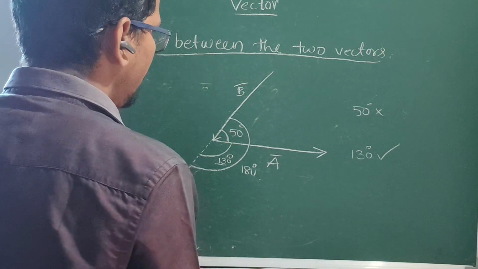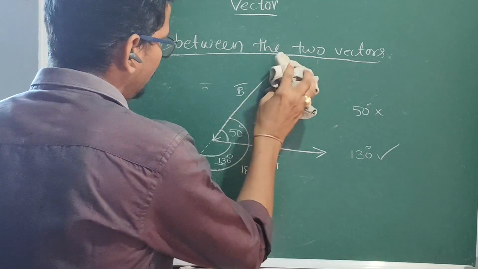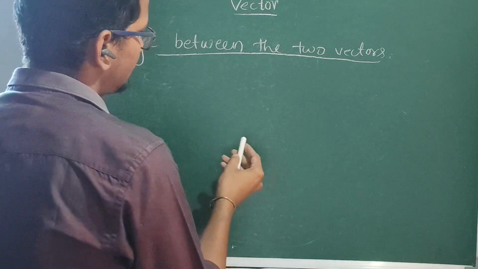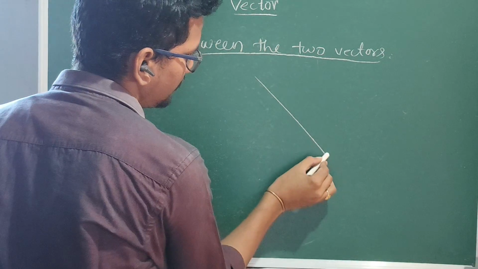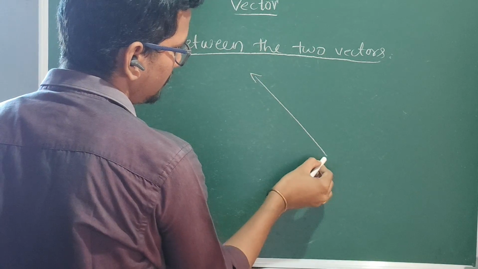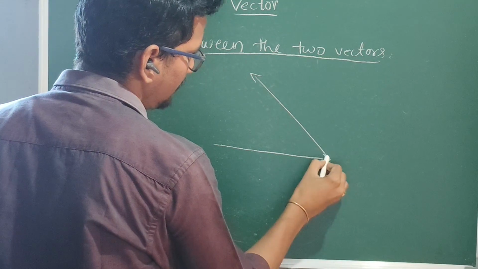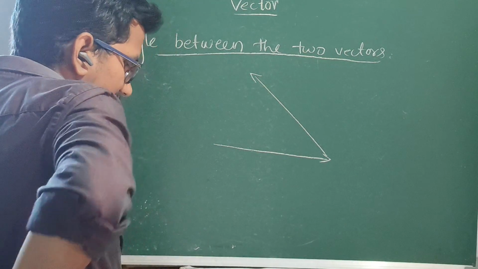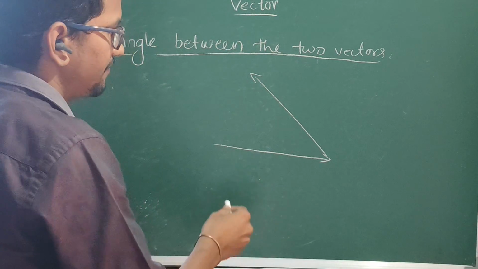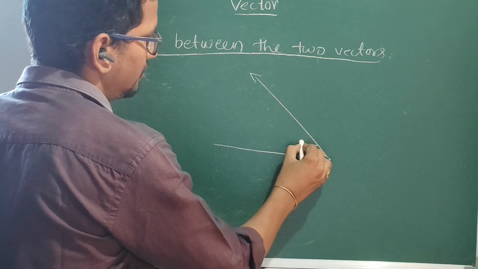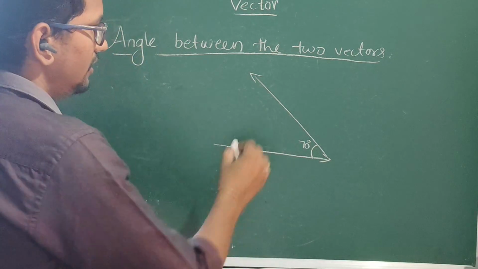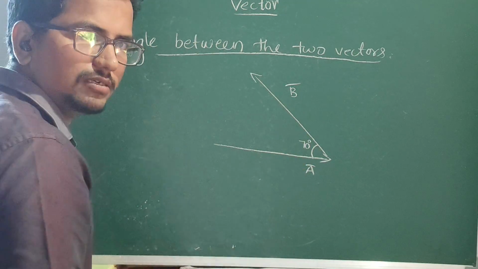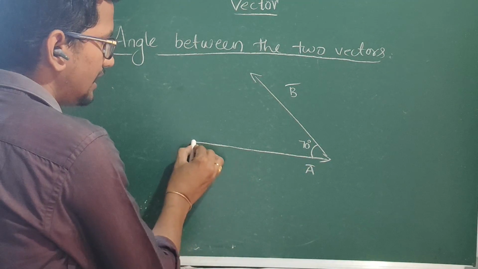One more example I will explain. Angle between the two vectors. Okay, next, for example, like this. What is the angle between the two vectors? For example, this angle is 70 degrees. This is the b bar and this is the a bar vector. How can you find the angle between the two vectors?